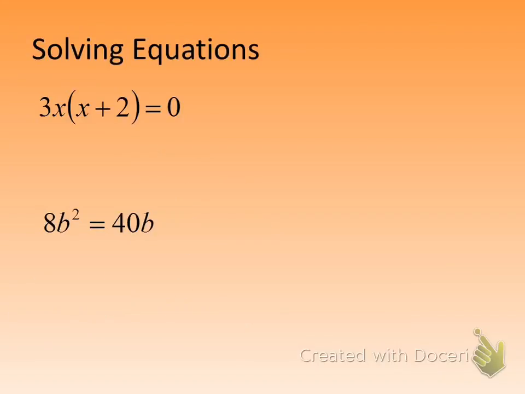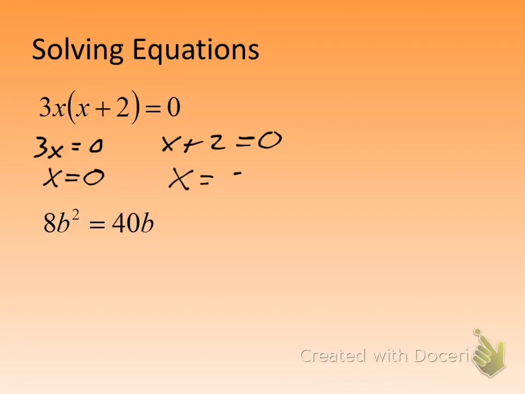All right. 3x times x plus 2 equals 0. Split off your multiplications. 3x equals 0. x plus 2 equals 0. The left equation you divide by 3, so x equals 0. The second equation you subtract 2, x equals negative 2. And there are your 2 answers. Okay? 2 answers now. Getting bigger.